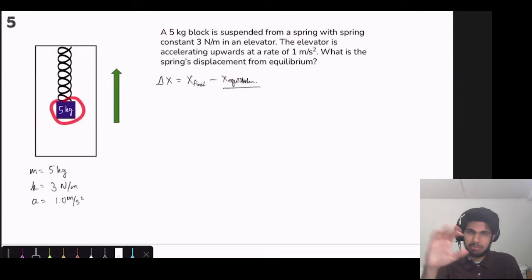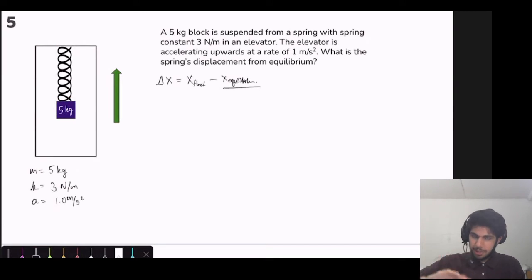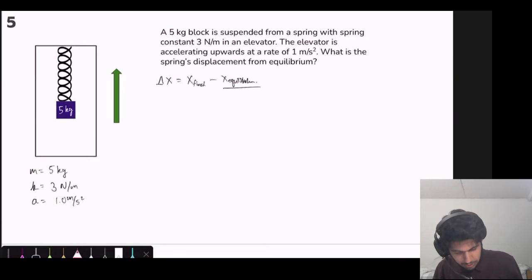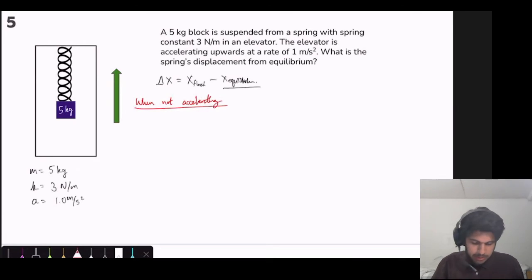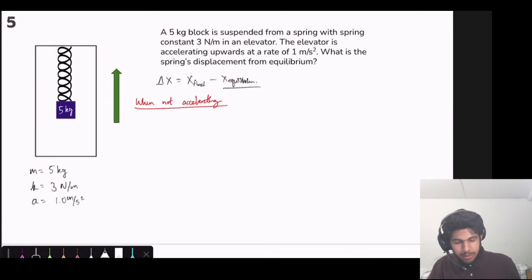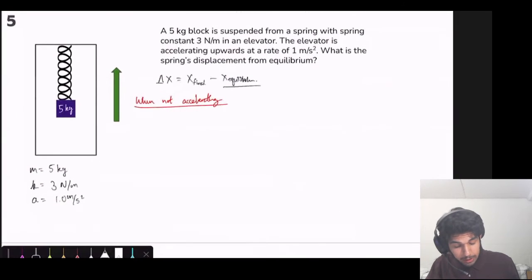This block will just be stationary. It might bobble up and down and then eventually steady out to be at a stationary position. But if this elevator was not accelerating, then we would be in equilibrium. So let's consider when not accelerating. Let's consider what the free body diagram looks like, and we'll look at the block in particular.